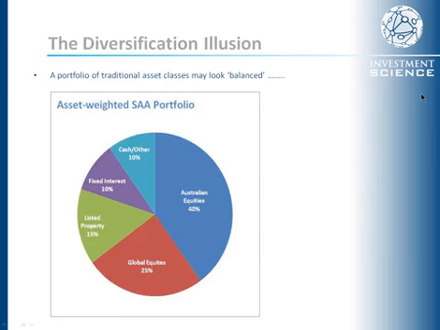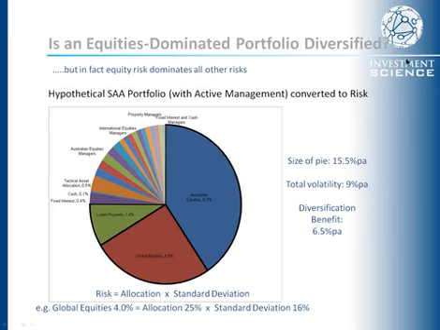So we do a calculation whereby, just this formula at the bottom of the page, the risk equals the allocation, which we saw before, which was I think 40% for Australian equities, times the standard deviation. So in the case of global equities, we have 4% risk, and the way we get that is 25% allocation in this portfolio times the long-term standard deviation of this asset class of 16%.